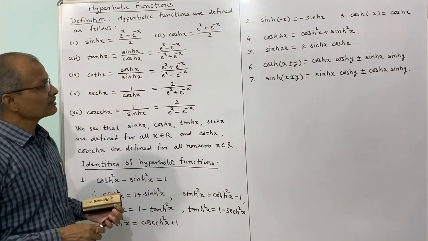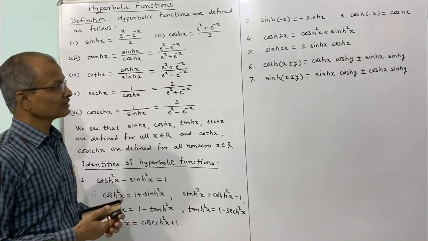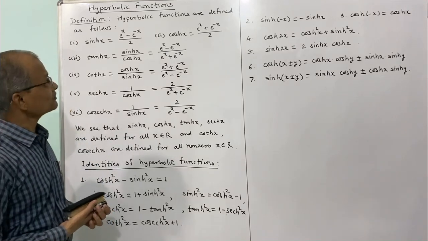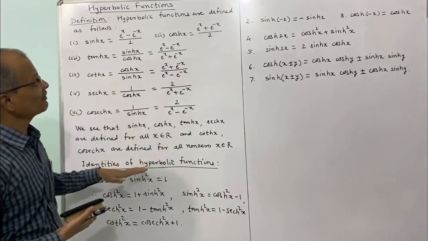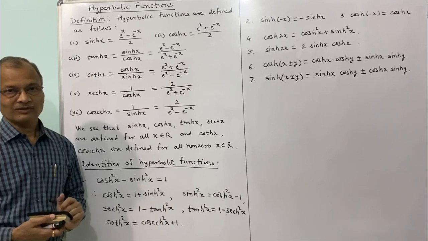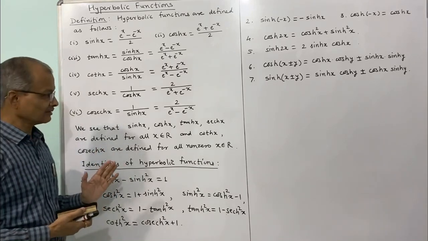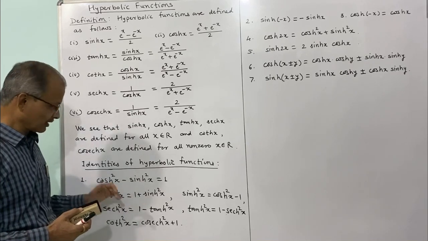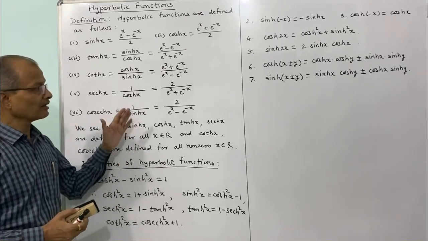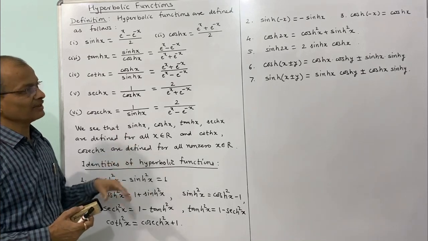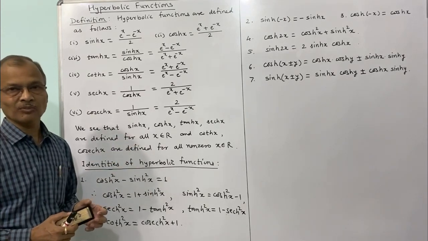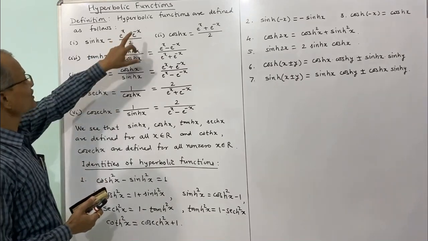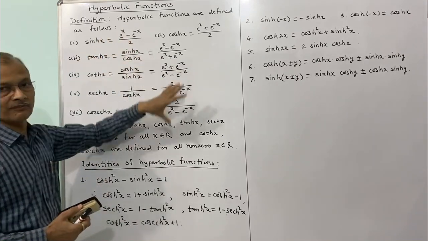Now we shall study another type of functions which are known as hyperbolic functions. Here I have written the definition of hyperbolic functions. We shall see the definitions and some identities of hyperbolic functions I have written. We will see these definitions and identities, and then we will see what is the relation between hyperbolic function and circular function. Now hyperbolic functions are defined as follows in terms of exponential function.